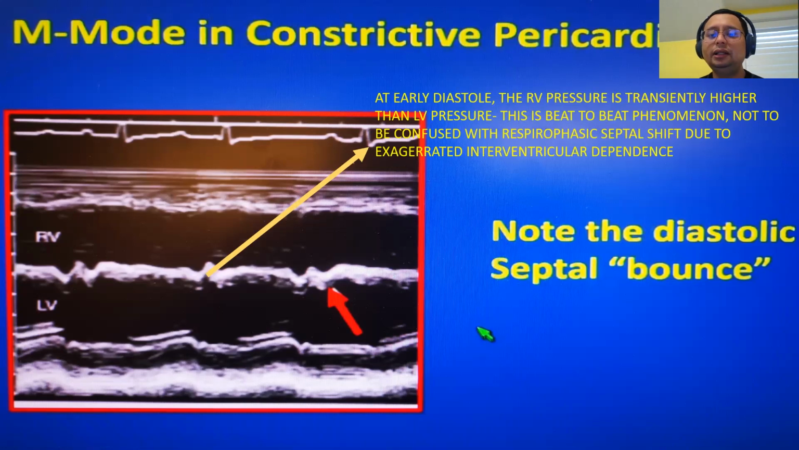So at early diastole, the RV pressure is transiently higher than the LV pressure. So this is a beat-to-beat phenomenon, not to be confused with respirophasic septal shift due to exaggerated interventricular dependence.